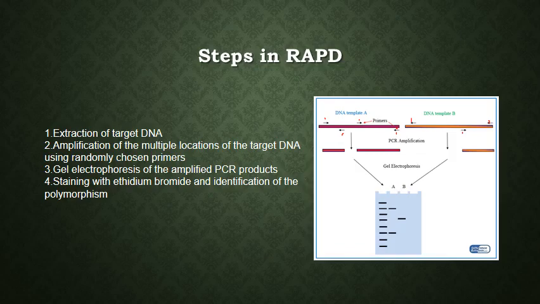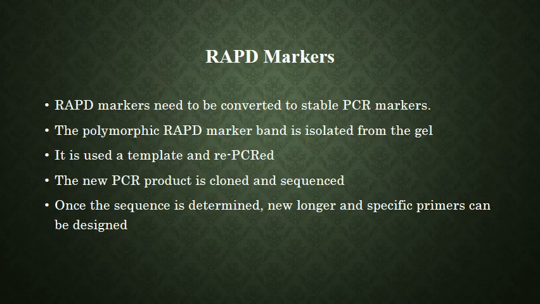Now we move to the next topic. Before going to the next topic, what are the RAPD markers? These markers need to be converted to a stable PCR marker. The polymorphic RAPD marker band is isolated from the gel. It is a useful template, and in re-PCR, the new PCR product is cloned and sequenced. When the sequence is determined, new longer and specific primers can be designed.